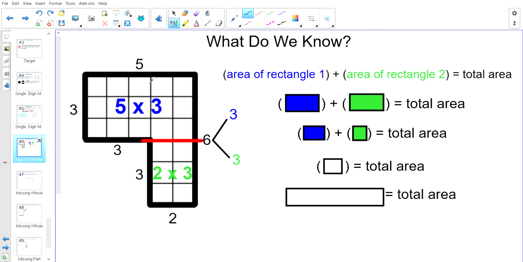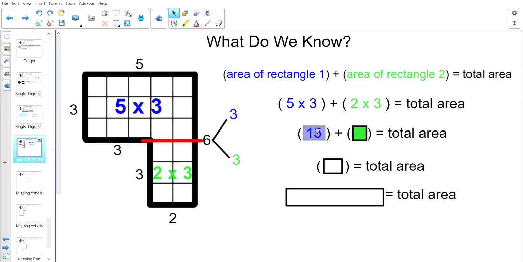My top rectangle is a 5 by 3 rectangle, and the bottom rectangle is a 2 by 3 rectangle. If I want to find the area of the entire rectilinear figure, I have to add the area of the 5 by 3 rectangle plus the area of the 2 by 3 rectangle to find the total area of the entire figure. 5 times 3 equals 15. So the area of the first rectangle, the 5 by 3 rectangle, equals 15 square units.